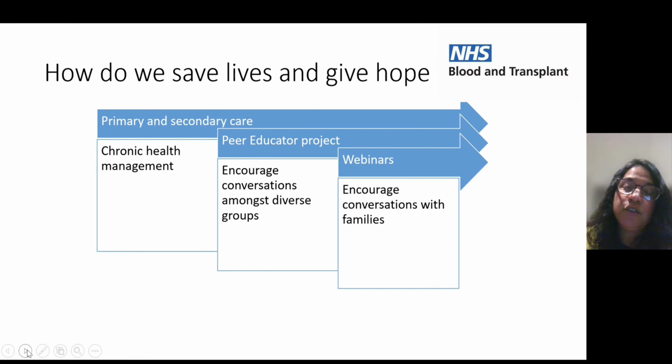We've also tried to work with primary care to reduce the need for a transplant. Using our peer educator project, we've encouraged conversations amongst diverse groups. And with the pandemic, we've actually exploited the use of digital platforms, having had more than 40 webinars with various faith groups on the law change and donation.